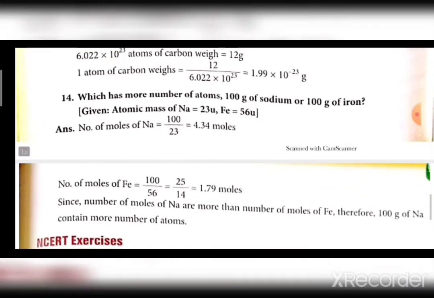Question number 14. Which has more number of atoms? 100 gram of sodium or 100 gram of iron? So we will calculate it. Number of moles is equal to 100 upon 23. 100 is the given mass and 23 is the molar mass of sodium. So it will be 4.34 moles. Then for Fe also, 100 gram is the given mass and 56 is the molar mass. So it will be 1.79 moles. So 4.34 moles is more than 1.79. So 100 gram of sodium is having more number of moles.